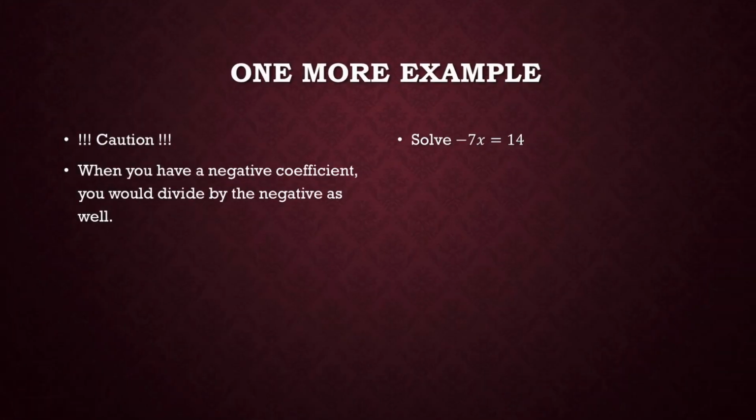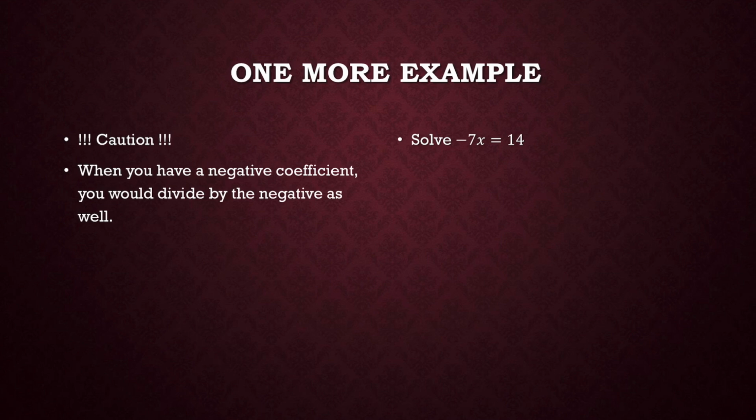So let's do one more example, because when you have a negative coefficient, you would divide by the negative as well. Remember that negative divided by a negative becomes a positive. And whenever we're solving for x, it has to just be x by itself. If there's a negative in front of that x, it's not solved yet. It has to be a positive x on one side, and then whatever is the answer on the other side. The answer can be negative, positive, a fraction, an integer, whatever, but one side has to be x by itself.